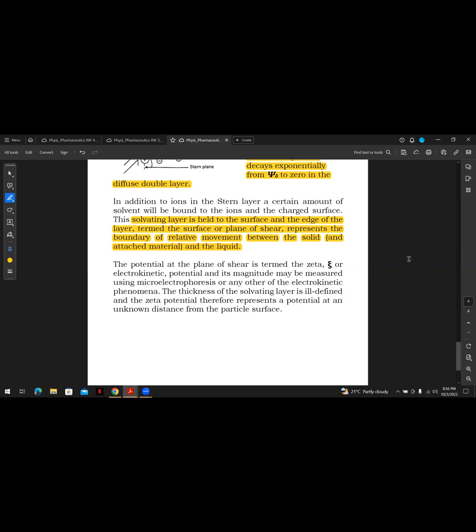And for zeta potential, it measures the stability of the colloidal system. Again, it has to be either positive or negative. I'm not really sure about the zeta potential, but I know it basically looks at the stability of the colloidal solution or the particles.